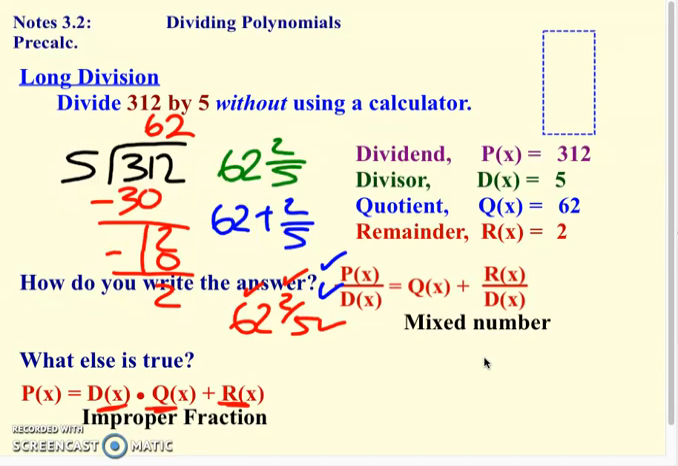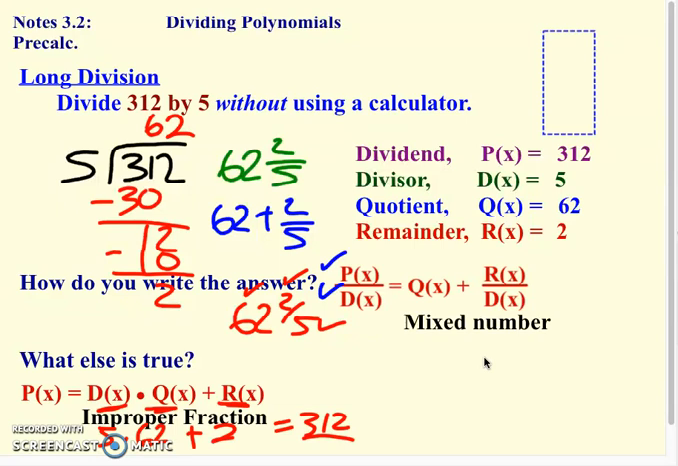And that P of X equals D of X times Q of X plus R of X is nothing more than a way of saying, here's how you find an improper fraction. Also, if you think about what it produces, it's sort of a way of checking your answer. If I took the divisor 5, multiplied it by the quotient 62, and I added the remainder 2, that should produce my original dividend. And that's long division done with numbers.